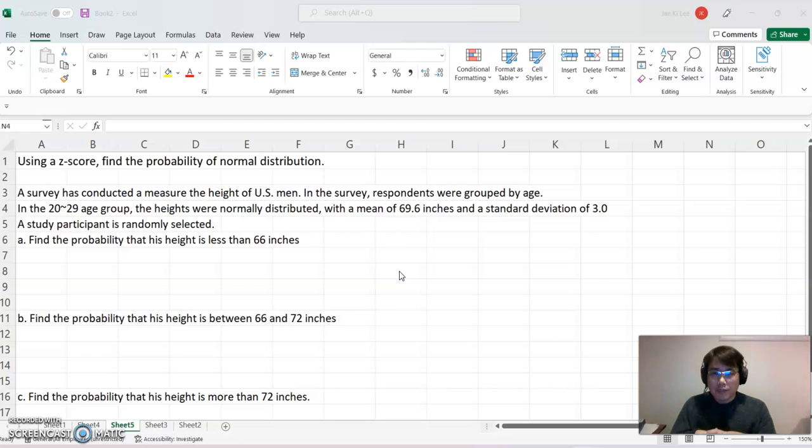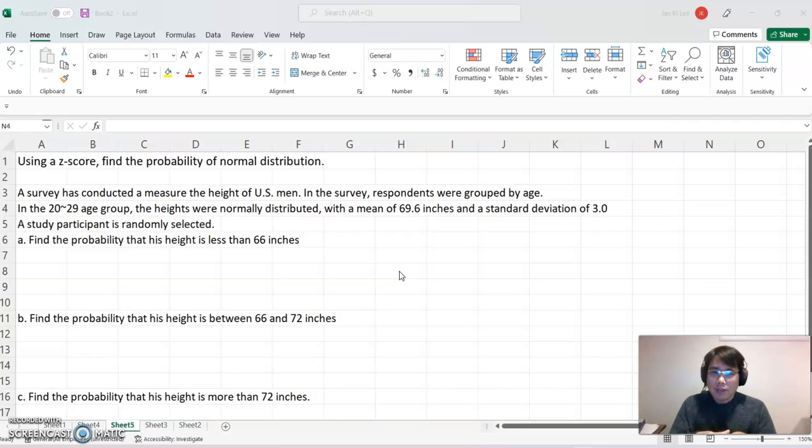Today's topic is using a z-score to find the probability of a normal distribution. Whenever you collect data, the data set is always represented as an x value. Then we want to convert it to a z-score, making it the standard normal distribution, and find the probability area value. Look at the example.